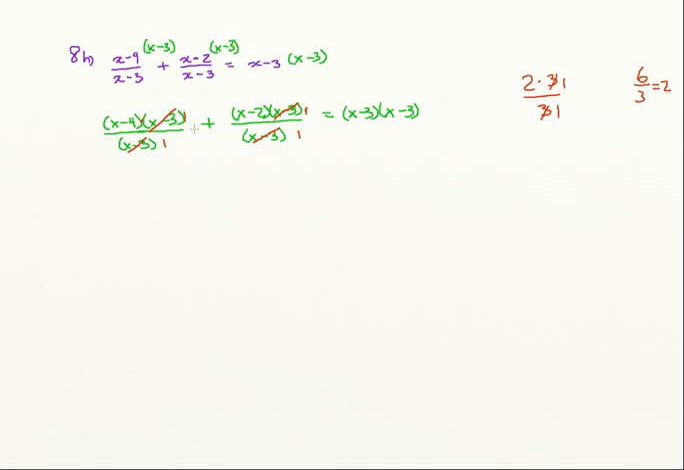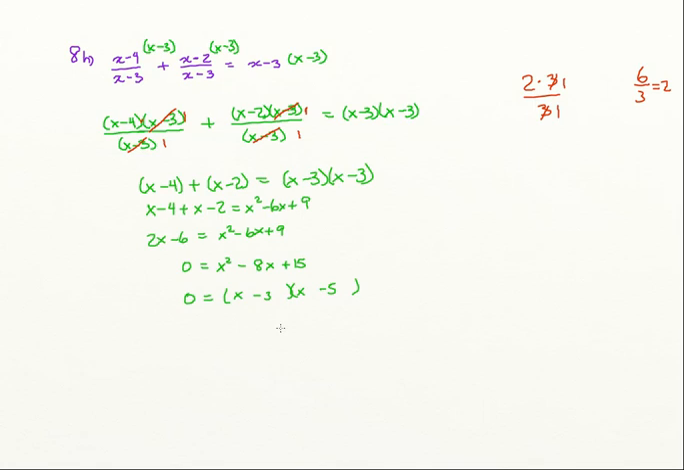So let's just do the murderous math method, and we end up with x minus 4 plus x minus 2 equals x minus 3 times x minus 3. Again, let's simplify this a little bit. And now we factor, find our zeros, and our other 0, and check our answer.